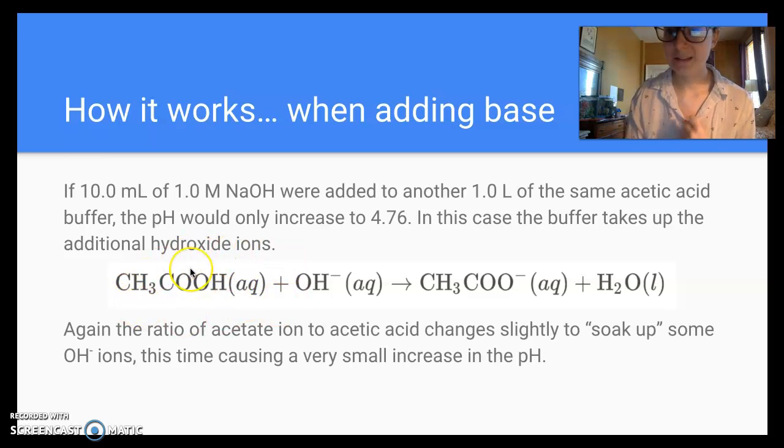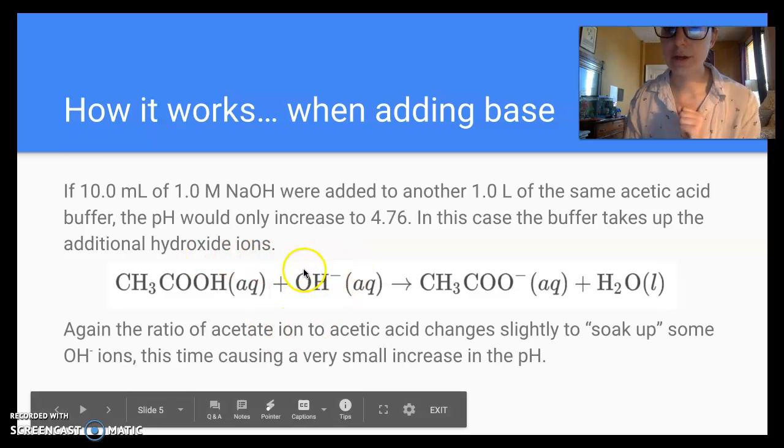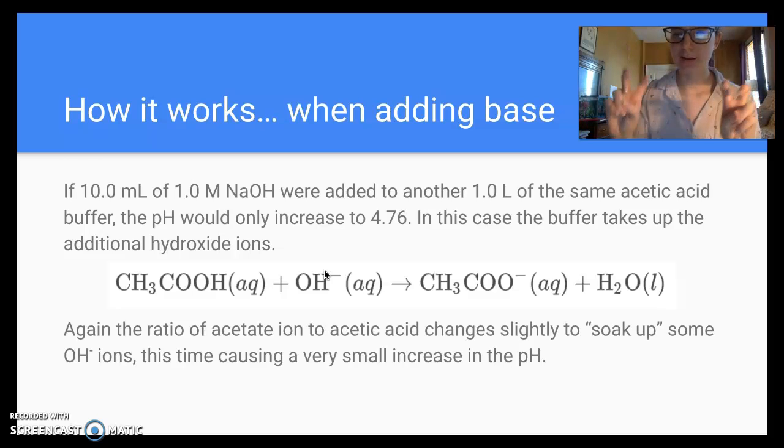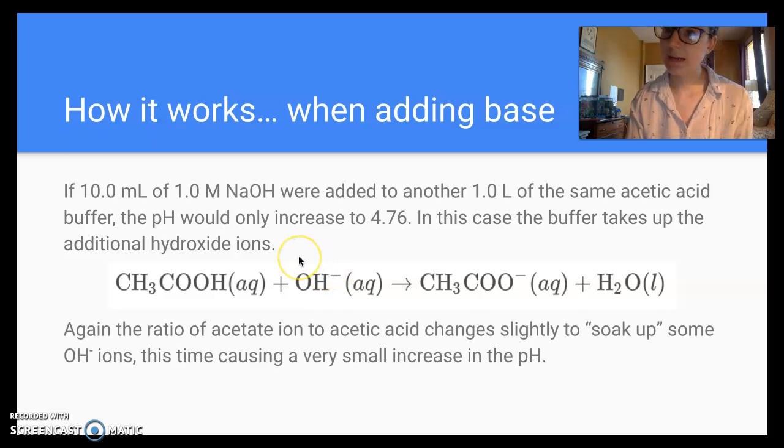Some of the weak acid from our buffer solution is going to react or take up that OH- to create more of the salt and some liquid water, which has a neutral pH. So again, here, the pH is only changing to 4.76. Again, not a big change at all. So buffers essentially soak up hydroxide or hydrogen ions. When they soak up, what's happening is a side reaction that basically occupies those so that the pH does not change drastically.